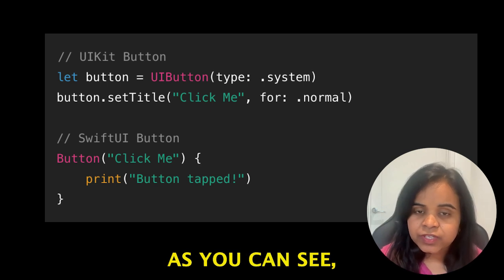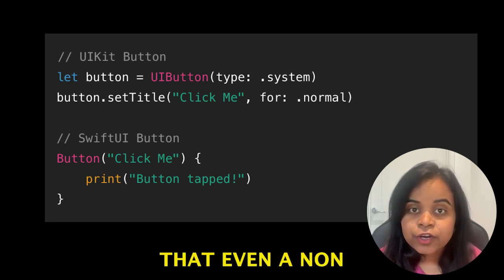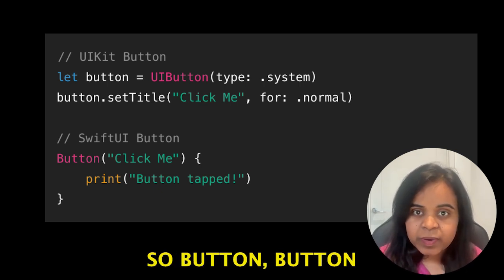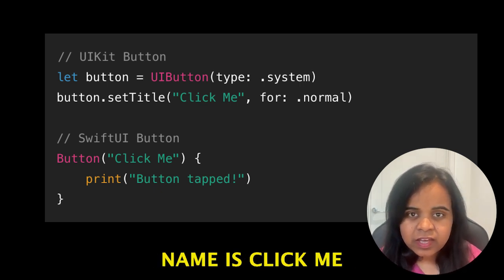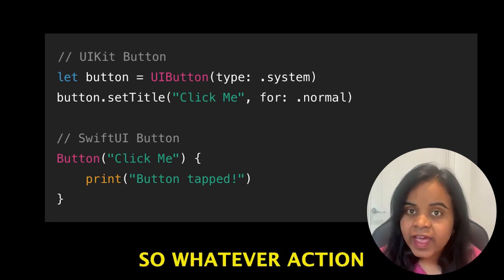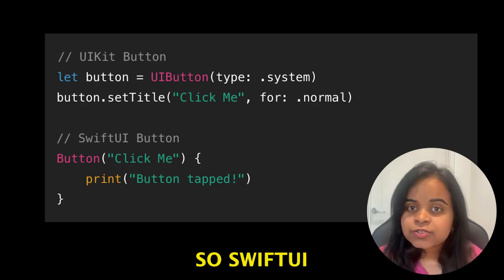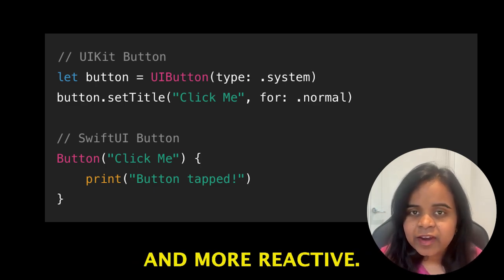Whereas with SwiftUI, as you can see, it's written in such a simple language that even a non-developer can understand. So the button name is "Click me", and then in curly braces, it says Button tap. So whatever action you want for your button, you can write inside those curly braces. So SwiftUI code is cleaner and more reactive.